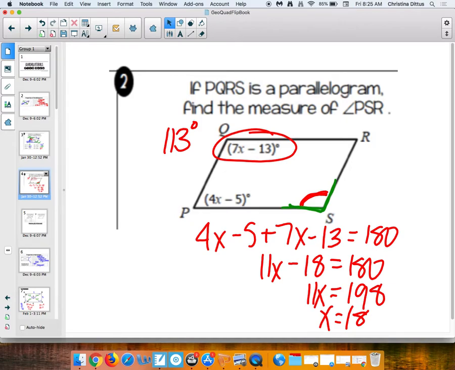Woo! How do you feel about parallelograms? I love them. Do you love them? I agree. Alright.